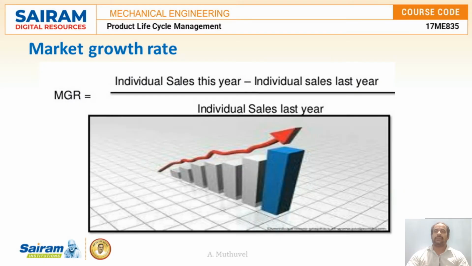Next is your market growth rate. It is nothing but the year-wise projection. What was the previous year's projection, what is the current year's projection, and what may be the next year's projection. Everything depends on the market growth rate, that means how much annual growth there is.